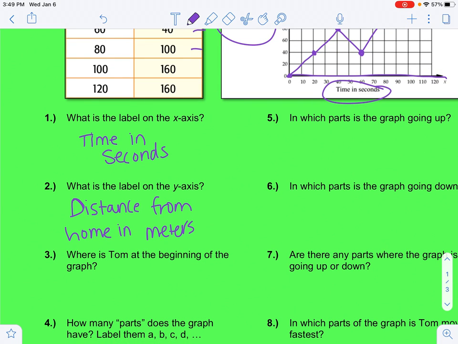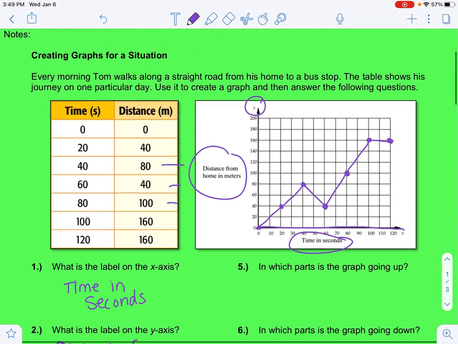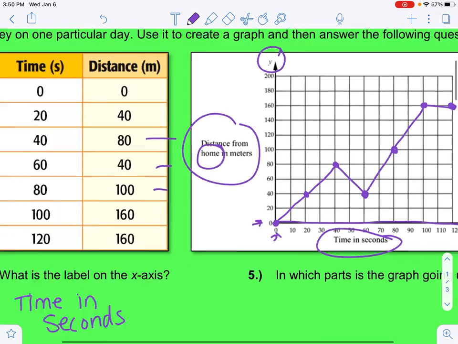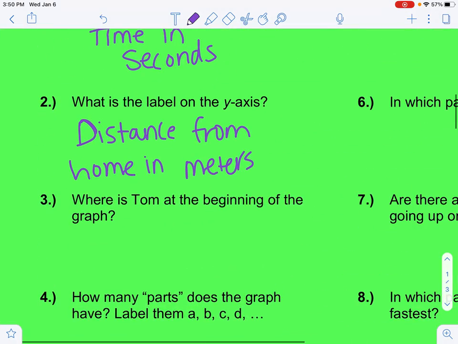Alright, number 3. Where is Tom at the beginning of the graph? Right at the beginning of the graph, Tom is at 0, 0. So that means at 0 seconds, before he's left, he's at 0 meters. Our y-axis is distance from home. If he's 0 distance away from home, that tells us that he's at home. So number 3, Tom is still at home. He hasn't left his house yet.